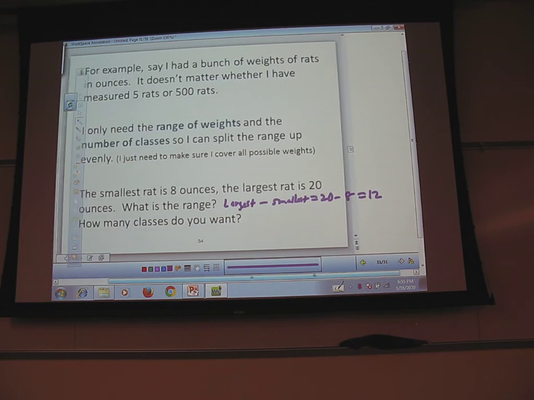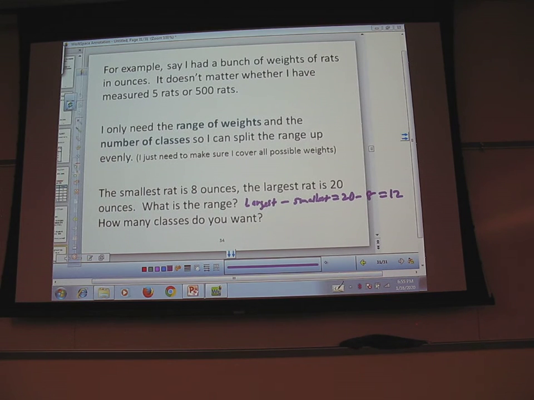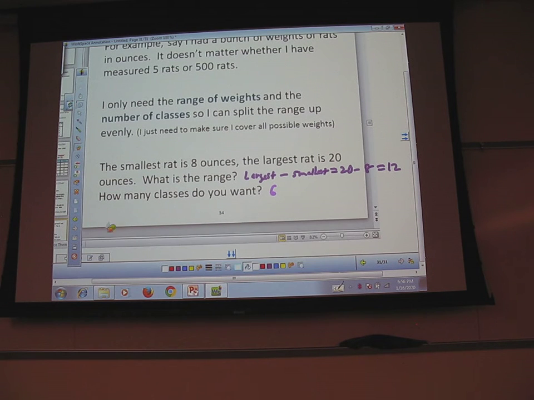How many classes do we want? Well, typically we go, you have to have at least 5, no more than 20. You could have 1 for each one. Let's go with, say, let's try for 6 and see what we get. Okay, so let's try 6. Because 6 is kind of an easy thing to wrap our heads around. And see what we do there.